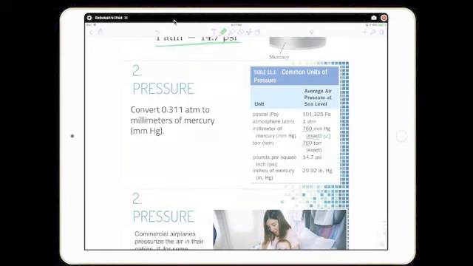So let's do some quick math. 0.311 atm to millimeters of mercury, so I'm going to use this conversion: 1 atm is equal to 760 millimeters of mercury. That's my conversion, right? Cancel atm, and I get 0.311 times 760, 236 millimeters of mercury is my answer.